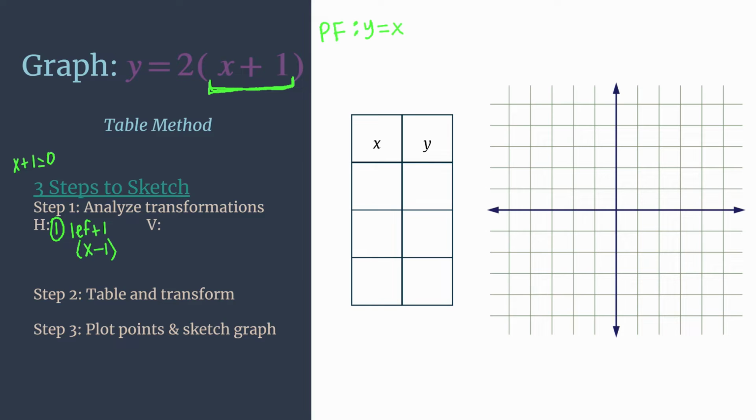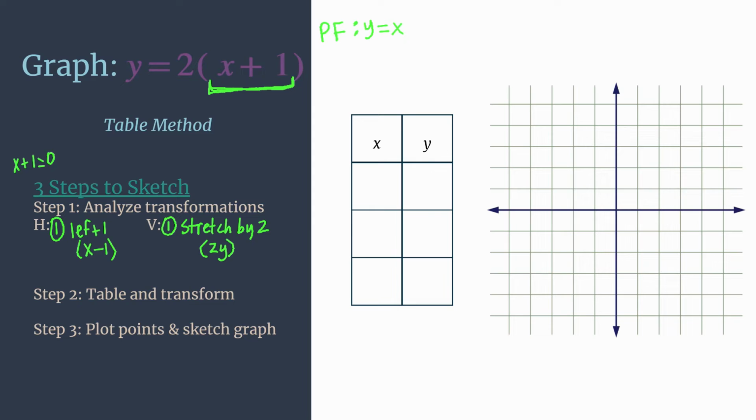Vertically, we see that 2 out front, and we know that means what you see is what you do. We see it 2 times, and we know that we are multiplying our y values by 2. So that will stretch by a factor of 2, or you were just multiplying 2 times your y's. Okay, so we have analyzed the transformations, we know what's going on, and let's go ahead and make our table and apply these transformations.